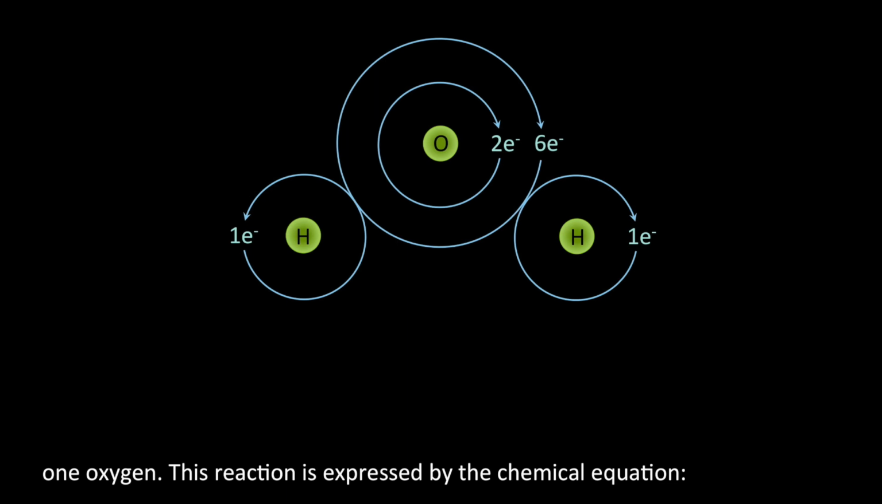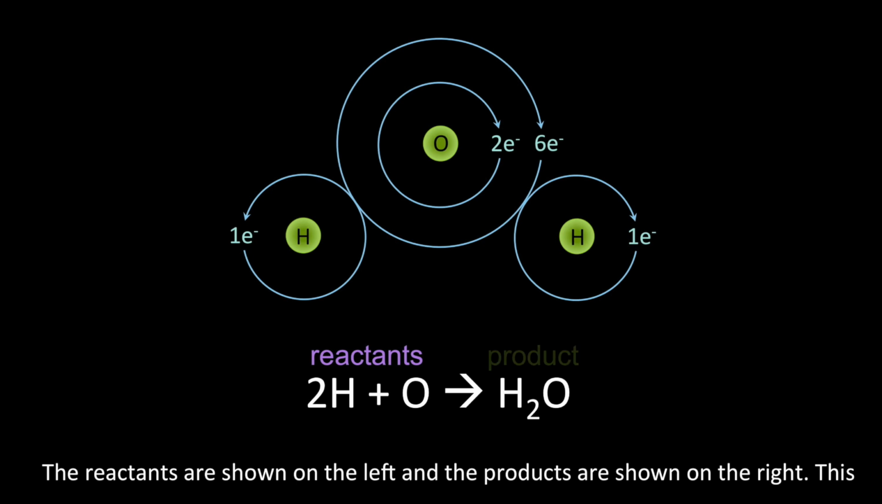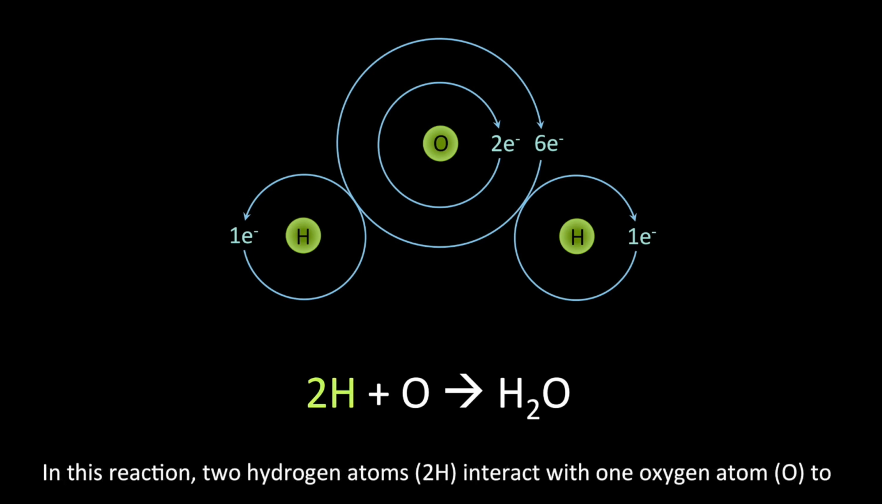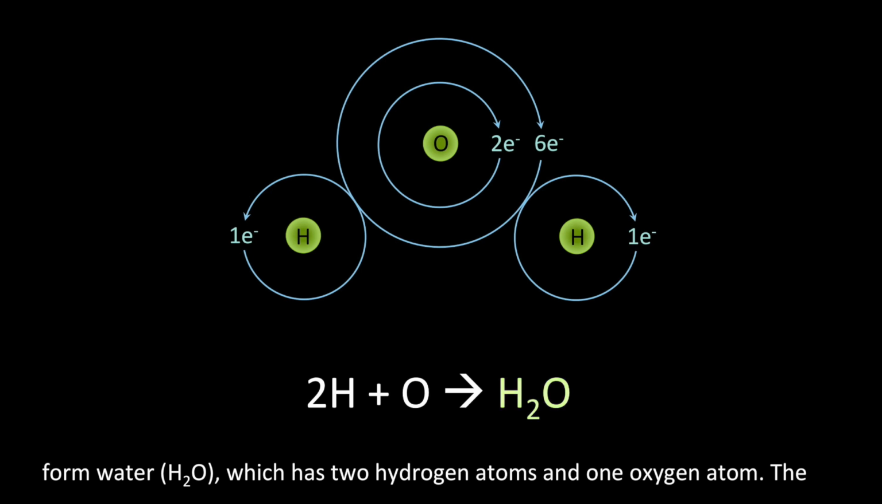This reaction is expressed by the chemical equation 2H + O yields H2O. The reactants are shown on the left and the products are shown on the right. This equation represents a balanced equation. Matter is not created nor destroyed. In this reaction, two hydrogen atoms, 2H, interact with one oxygen atom, O, to form water, H2O, which has two hydrogen atoms and one oxygen atom.